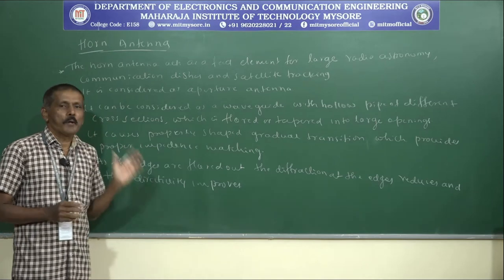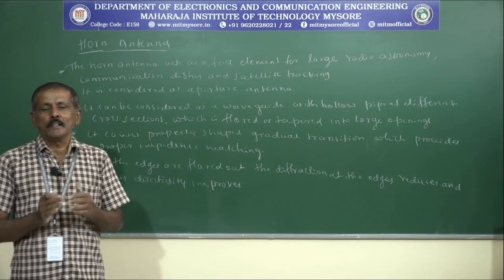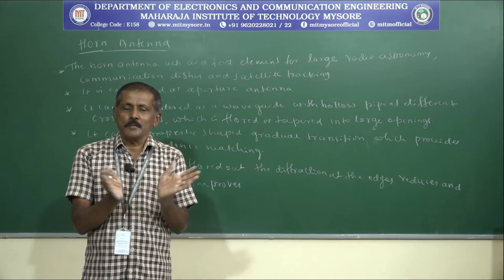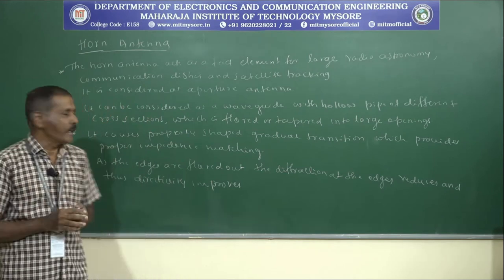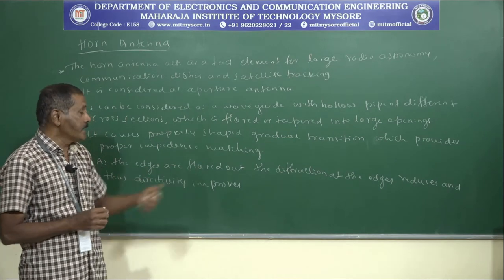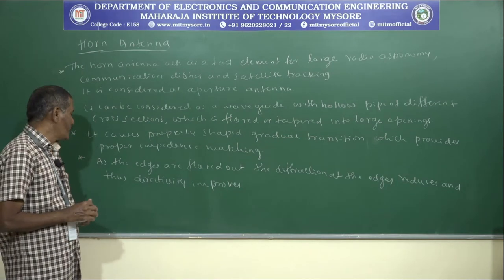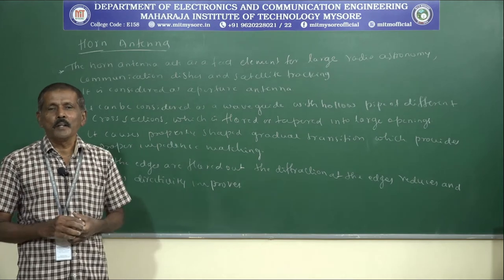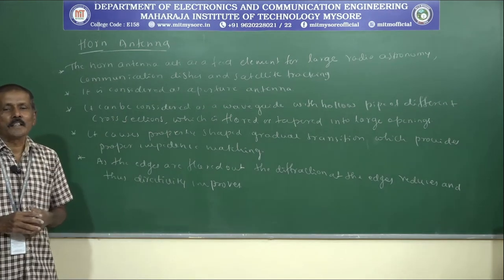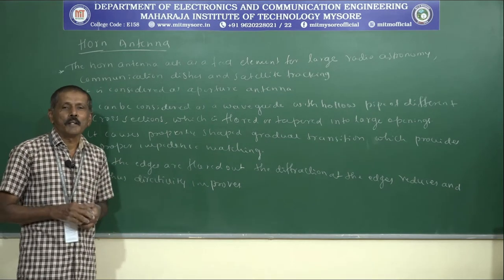It causes a properly shaped gradual transition, which provides proper impedance matching. Because at one end, the horn antenna dimension is gradually changing, and because of this gradual change in the dimension, it provides the proper impedance matching. Then, as the edges are flared out, the diffraction at the edges reduces, which causes the improvement in the directivity.